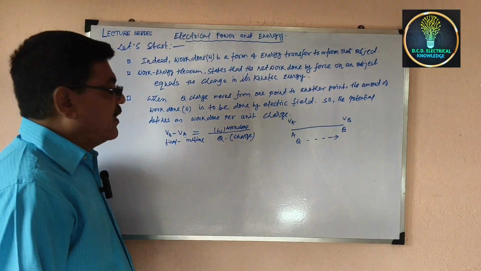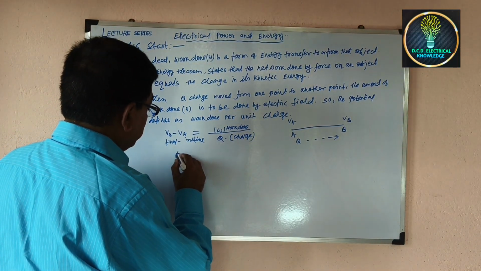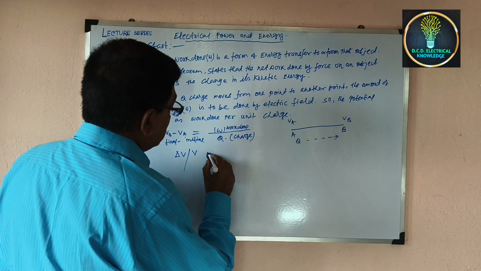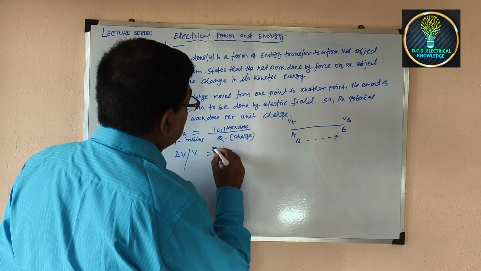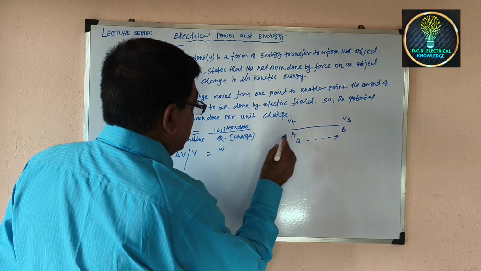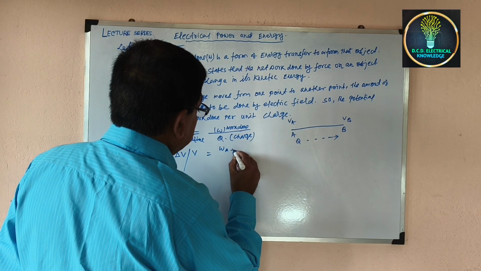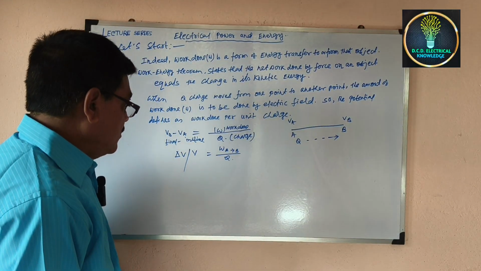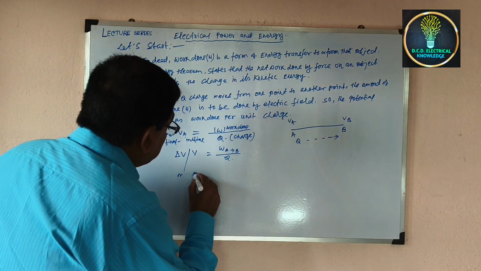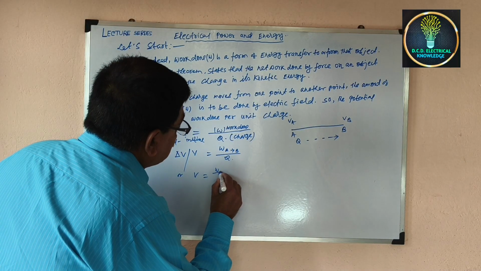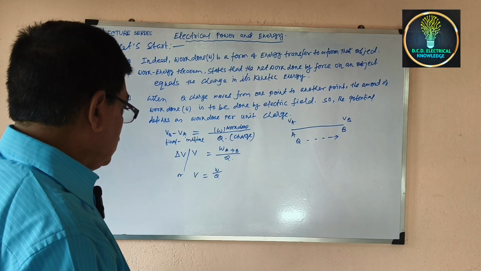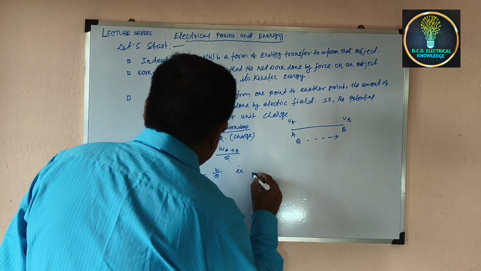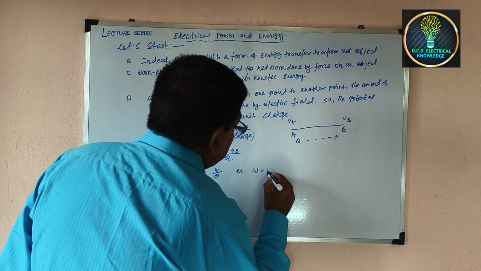So we can write the difference delta V or V is equal to W, work done from A to B, by Q. Or V is equal to W by Q. That is, work done W is equal to V into Q.